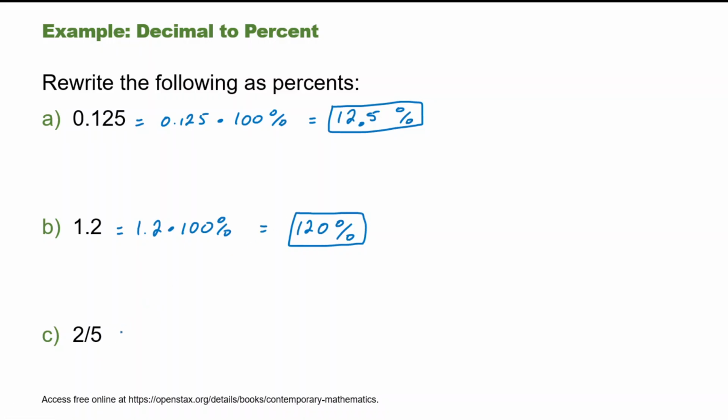Part C, 2/5. 2/5 is equal to 2/5 times 100%. 2/5 times 100% is then equal to 40%, so that 2/5 is equal to 40%.